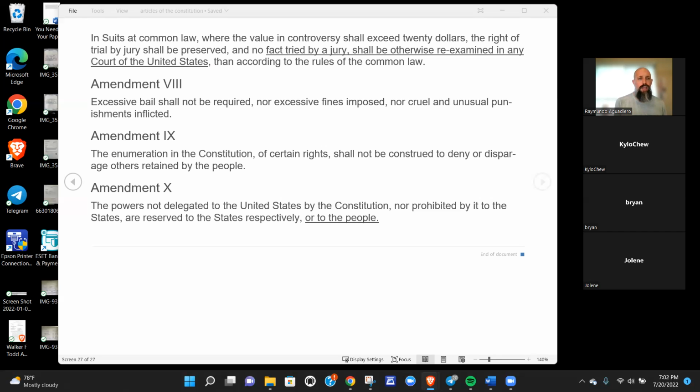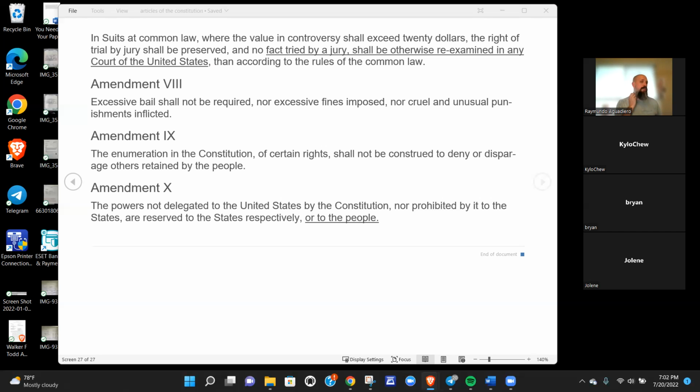9th Amendment. The enumeration in the Constitution of certain rights shall not be construed to deny or disparage others retained by the people. So any right cannot deny or disparage another right for any other people, any other individual. So my right to practice my religion cannot interfere with your right to freedom of speech or your right to the press.